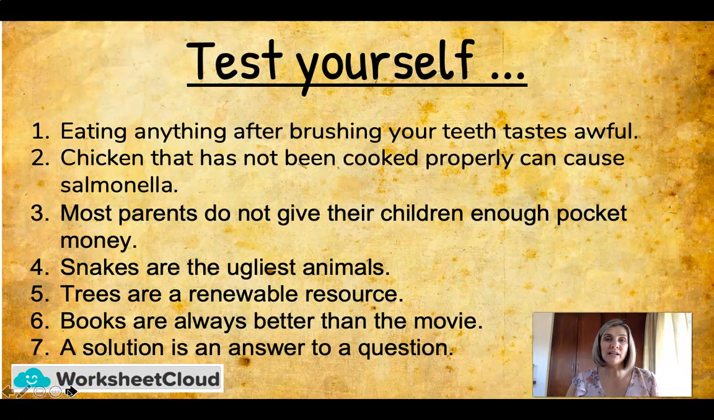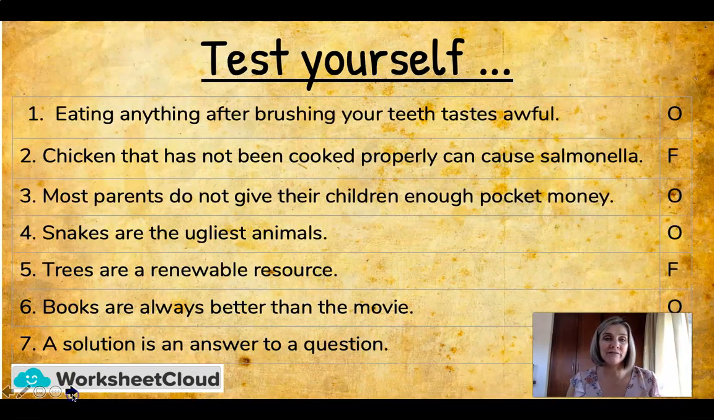Then, if we look now to test yourself, I want you to think about these 7 sentences, and you need to pause the video and decide for yourself, are they fact? So can they be proven to be true, or are they somebody's opinion? So pause the video, and all you have to do is write 1 to 7, and just put F for fact or O for opinion. And when we come back, we'll go through it again. Off you go. All right, let's see how you have done.